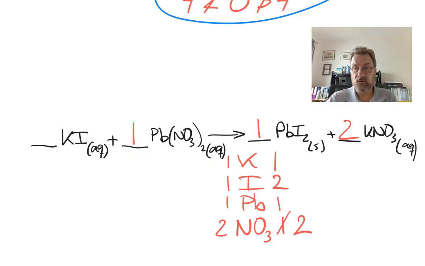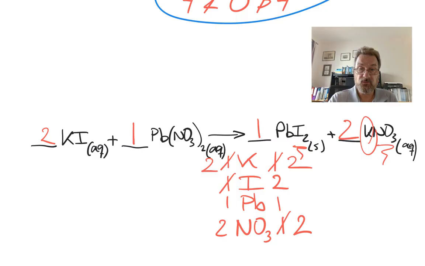Great, so this becomes a 2. But then between the 2 iodines here and between the 2 nitrates here, that's all fine. Looking at the potassium though, we must have a 2 over here as well. And now, if I work this one out, this becomes a 2, this becomes a 2, and the iodine also becomes a 2, and now we're balanced.